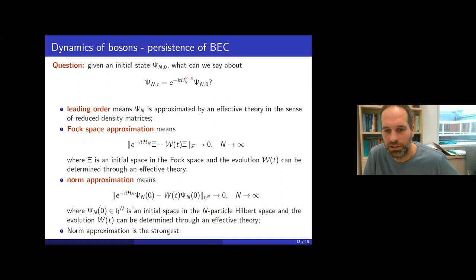So this is actually what we call here in this third point the norm approximation. We only look at the approximation in the N-body Hilbert space. So we really look at the N-body state. We look for an effective description on the level of the N-body Hilbert space, and then in the end, we take N to infinity. If you take the Fock space approximation, then a priori your state is immediately in the whole Fock space. Okay, and then you take the Fock space norm, which is slightly different a priori.